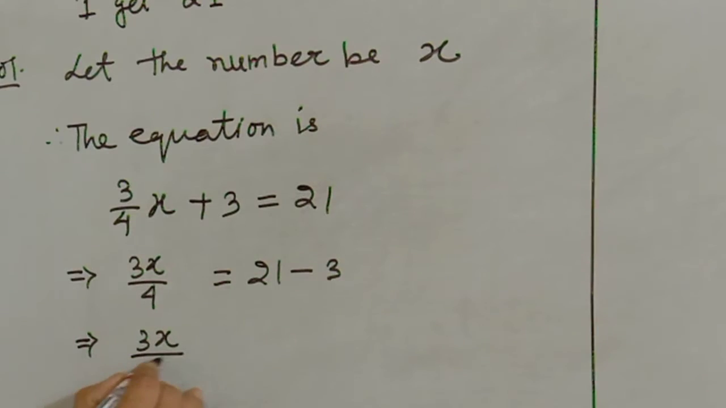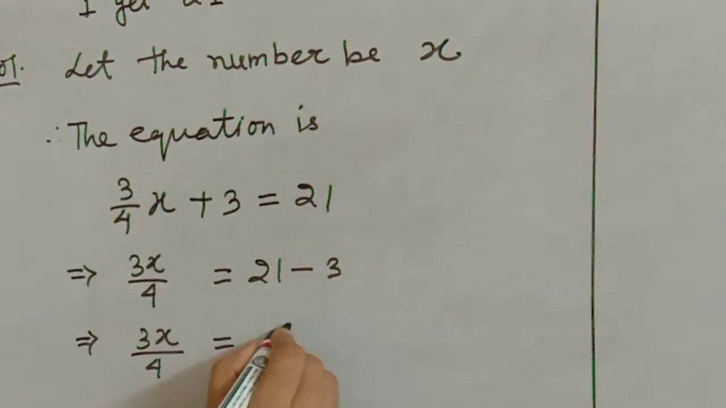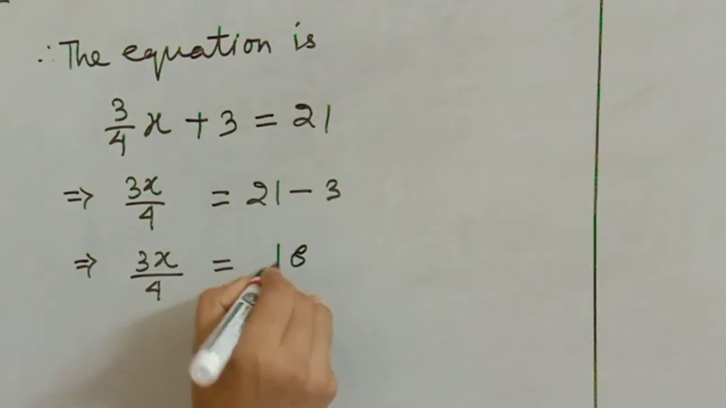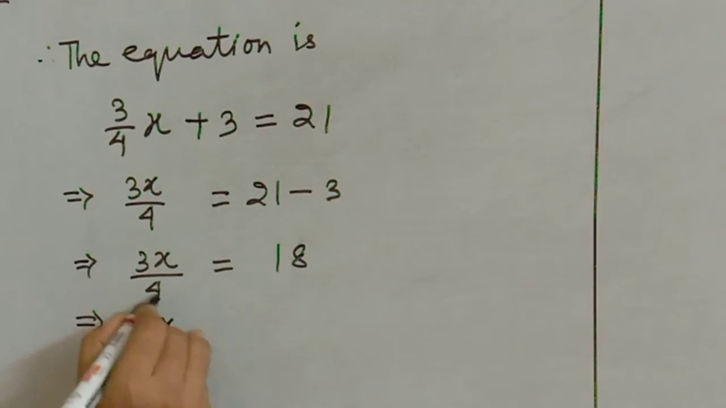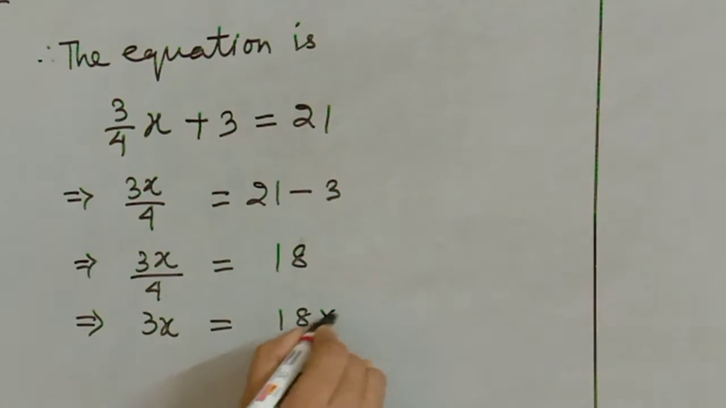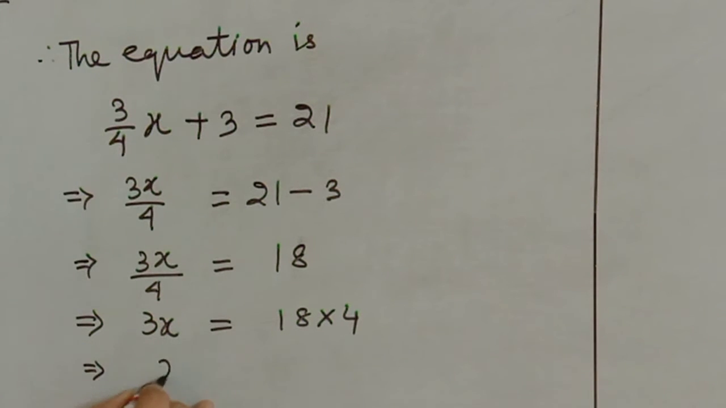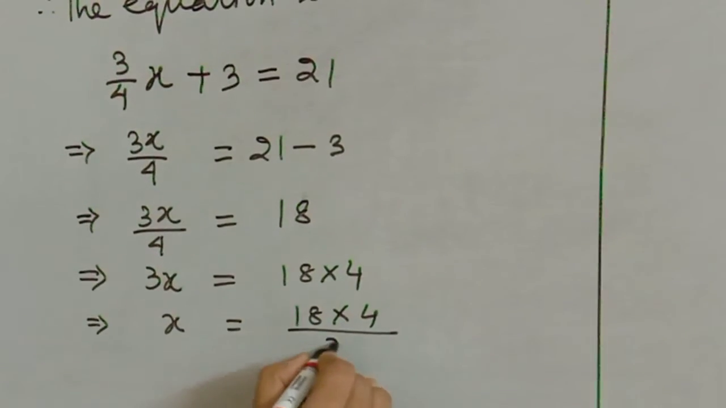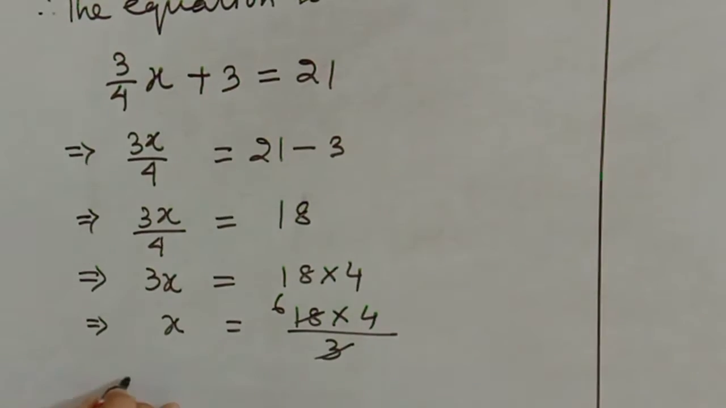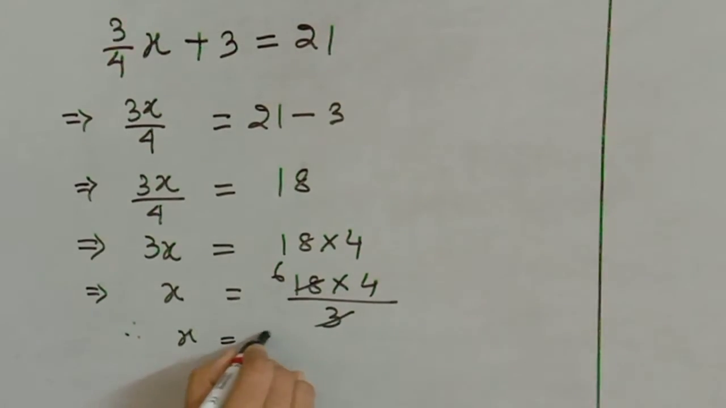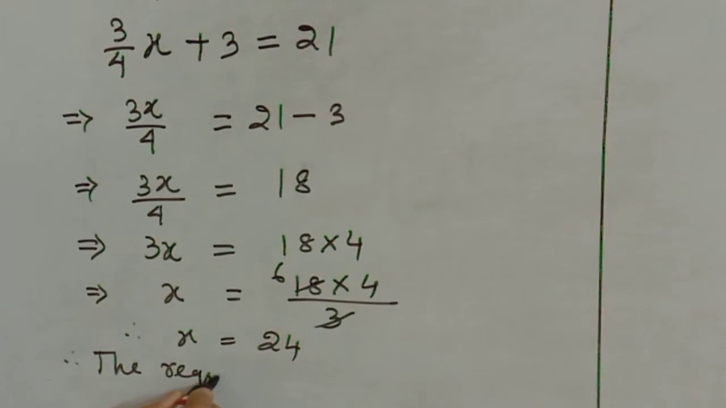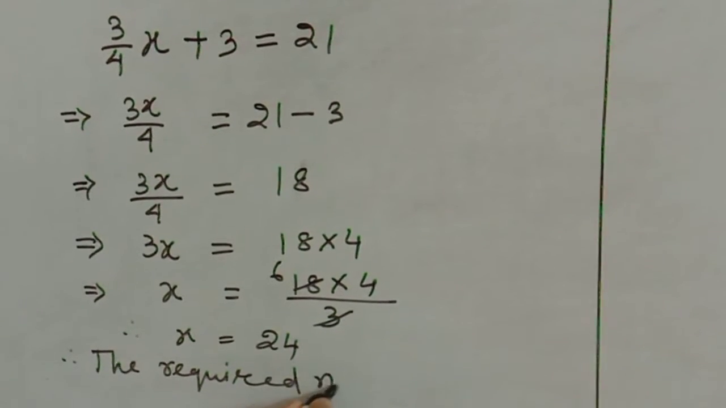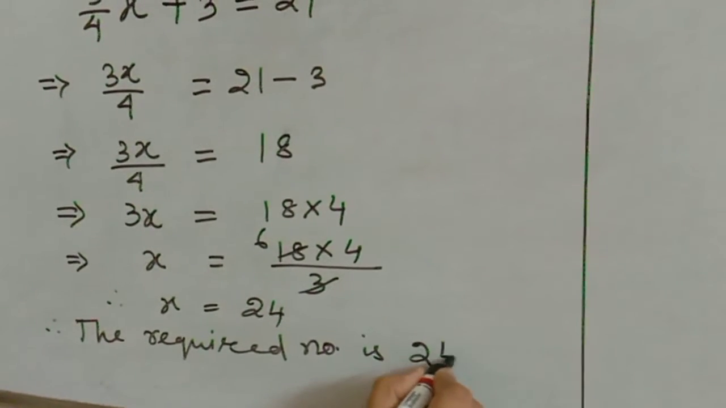3x by 4 is equal to 18. Then 3x, 4 was divided here, so 4 will be multiplied on the right side. And you need to find the value of x: 18 into 4 by 3, cancel it, 6. Therefore, x is equal to 6 fours are 24. Therefore, the required number is 24.